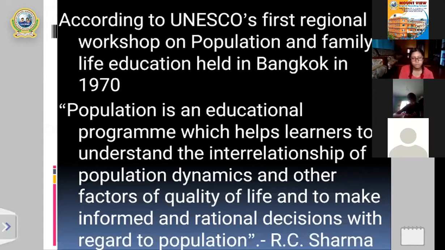First of all, on this slide, the first point: according to UNESCO, one of the international organizations, the first regional workshop on population and family life education. That is the title of the workshop: Population and Family Life Education. Population is a group of people, and family life education is to make a happy family.